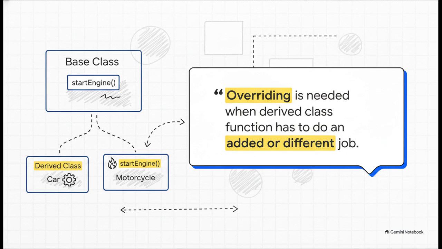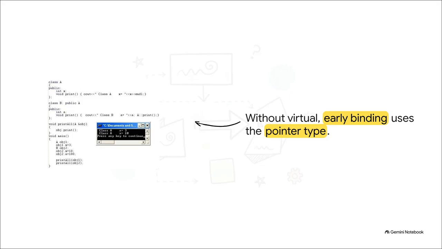So why do we even do this? Your lecture slides hit the nail on the head. Overriding is needed when a derived class function has to do some added or different job than the base class function. It lets a specialized class behave exactly how it uniquely needs to, while still technically belonging to a broader parent category. But when we actually try this in code, we hit a pretty massive snag.